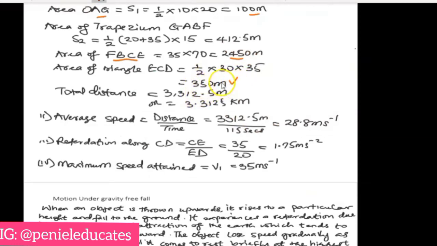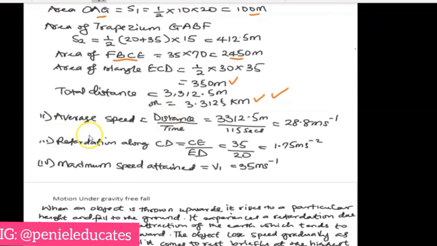So what we then need to do is to add all the areas that we have calculated there. Then we just add it together, and it's going to give us a total distance of 3,312.5 meters, or 3.3125 kilometers. So that is the total area, that's the total distance covered by the body.